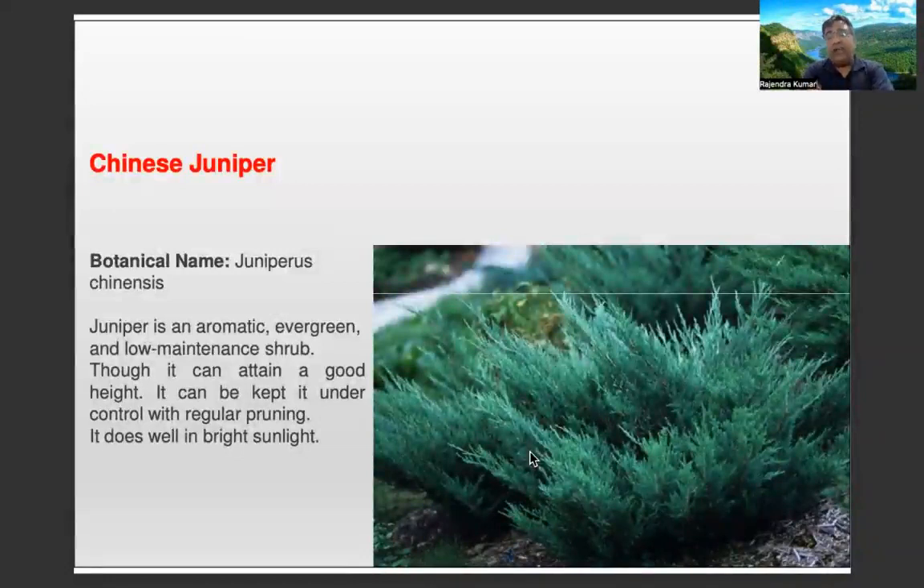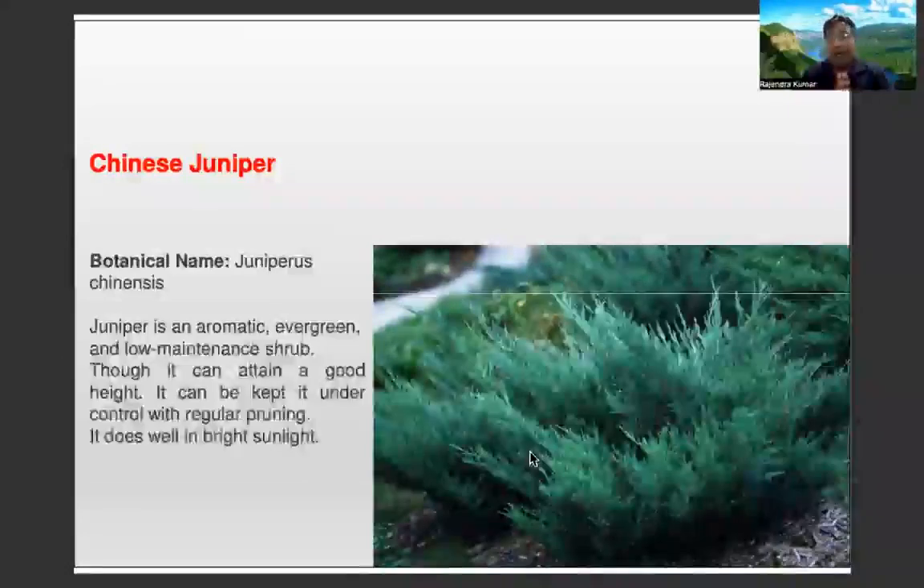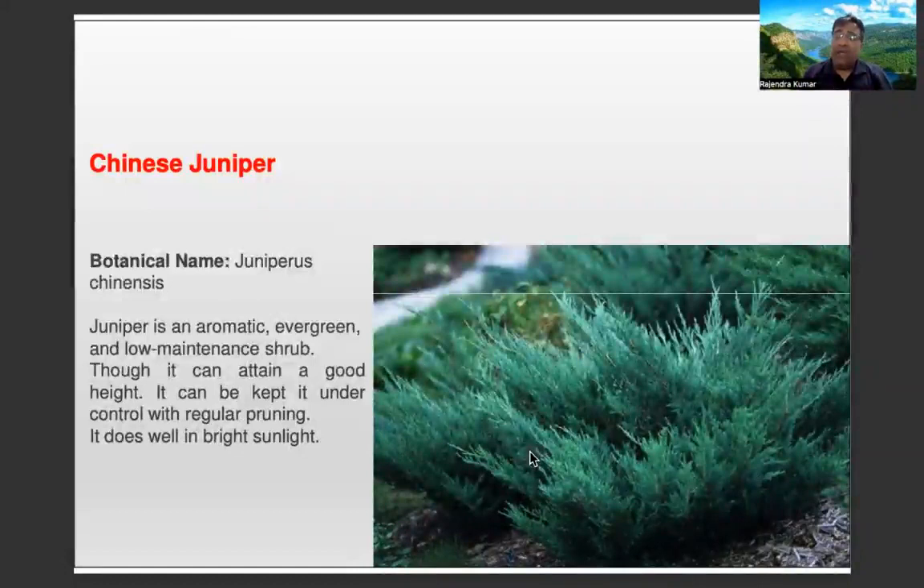So as I was saying, the shrub is aromatic and it's evergreen. When I say evergreen, it means it stays green throughout the year. So that is the reason why this is very commonly used in many public spaces where there is a requirement of a greener look. So that's why it expands more and requires less maintenance.